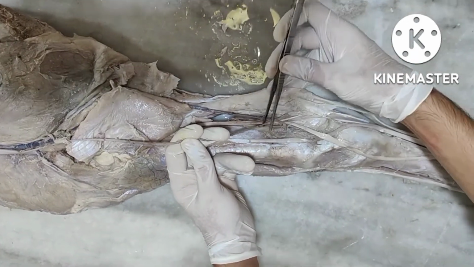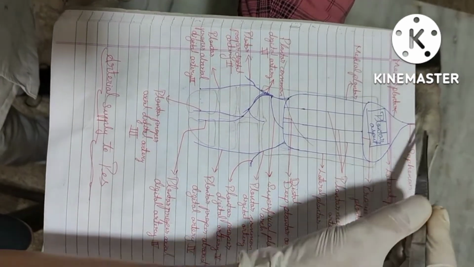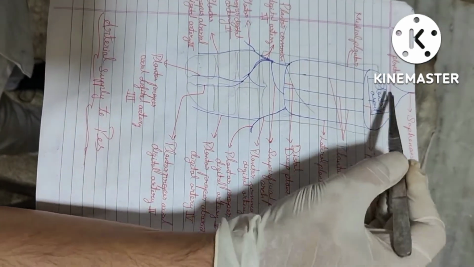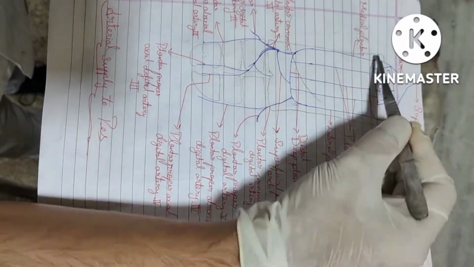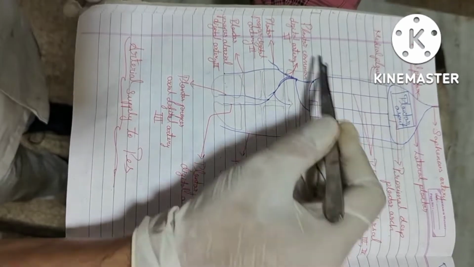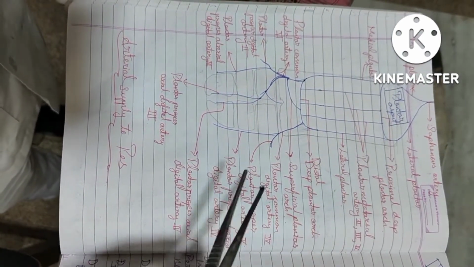So this is the medial plantar and lateral plantar. The saphenous artery will give the medial plantar and lateral plantar, which will then form the proximal deep plantar arch and the distal deep plantar arch, and these are all the arterial supplies mainly to the plantar aspect of the hind limb.